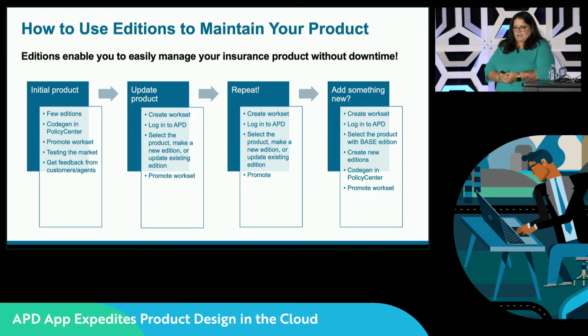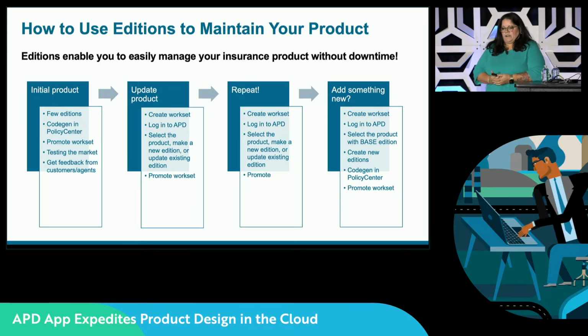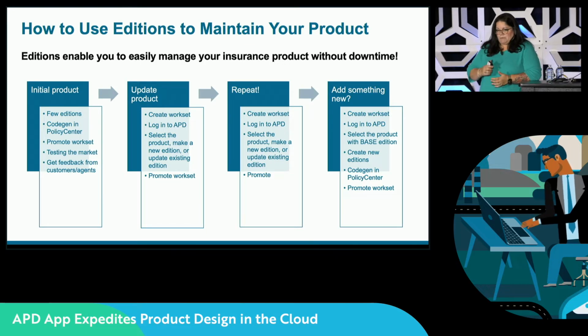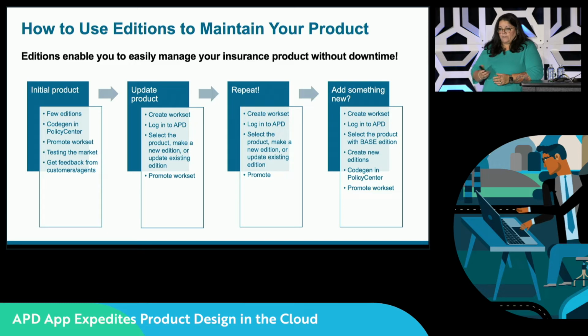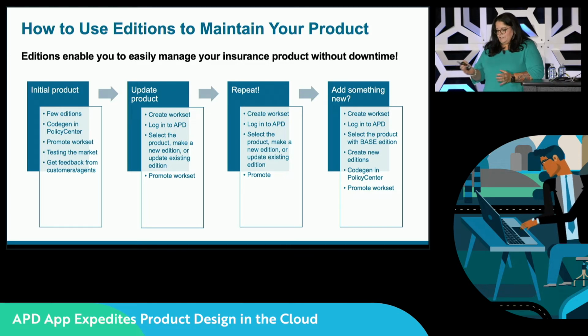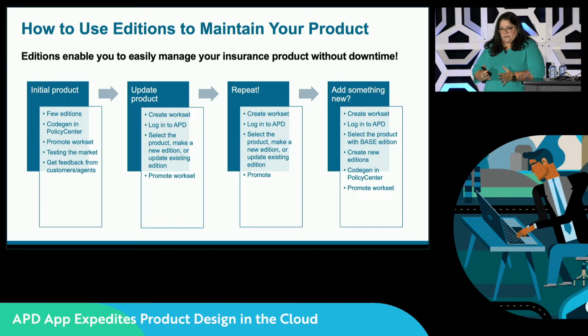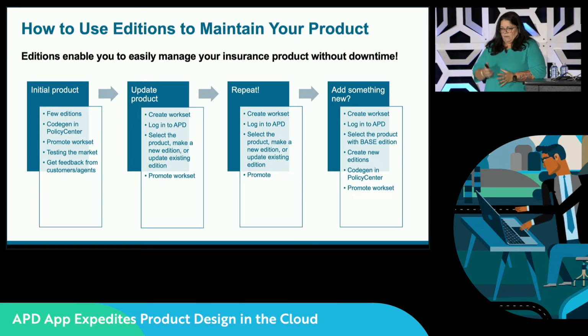And it's so easy with APD. All you have to do is create a new workset in Workset Manager, go to the APD app, choose the product you want to update, and make your updates, just like that. Then you use Workset Manager to promote that along the way with no downtime. And you repeat that over and over again, assuming you're just making rule changes, of course. If you want to add something new, it's just as easy too. All you have to do is create a workset, make your changes in the APD app, promote that in Workset Manager, and then promote your Policy Center build in Guidewire Cloud Console.